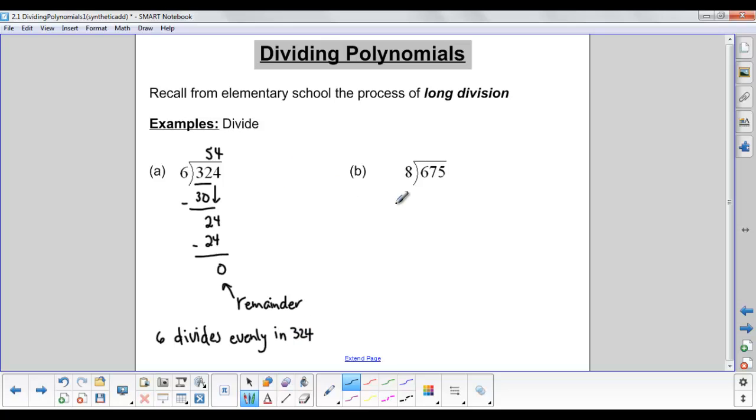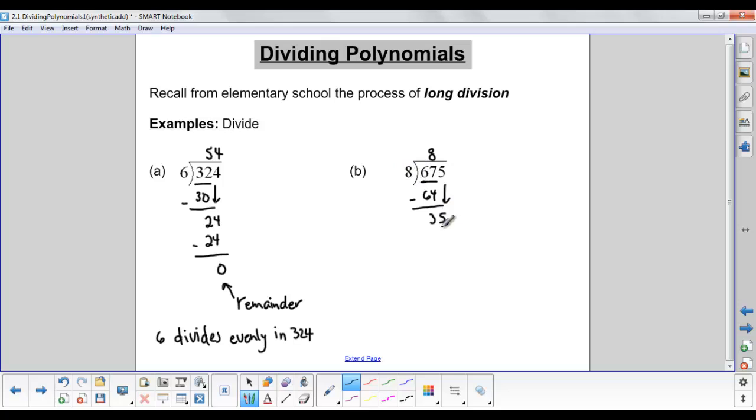Okay, let's try again. So 8 going into 6. We know 8 is too big to go into 6, so we take a look at the next number and combine. So can 8 go into 67? It can go into 67 8 times. So what we do is we take the 8 and the 8 over here and we multiply, we subtract, and we bring down the next number.